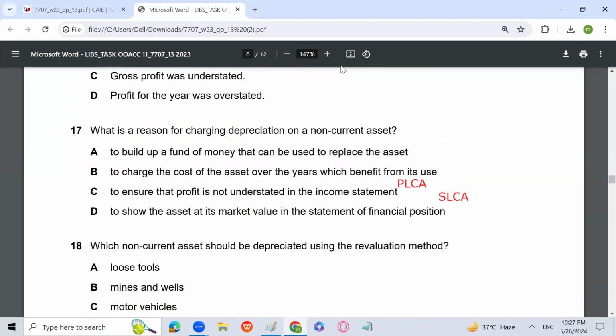What is the reason for charging depreciation on a non-current asset? To build up a fund of money that can be used to replace the asset? No. To charge the cost of the asset over the life which benefits from its use? Yes. To ensure that profit is not understated in the income statement? No. To show the asset at its market value in the statement of financial position? That is always recorded at cost. So B is the answer: to spread the cost of the asset over its useful life for the benefits.